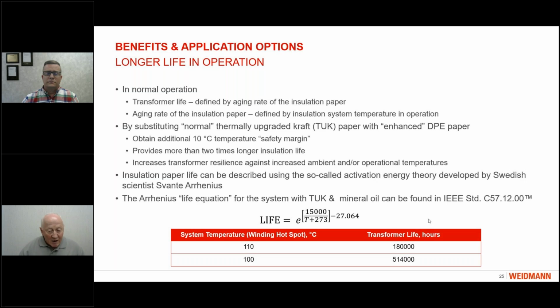So if we have 10 degrees additional margin, meaning we, let's say, go to 100 degrees continuous temperature of the system, then the equation gives us 514,000 hours, which is about 2.8 times longer than at nominal 110 degrees. So this is an explanation why 10 degrees results in more than twice extension of the life of insulation system of transformers. Next, please.